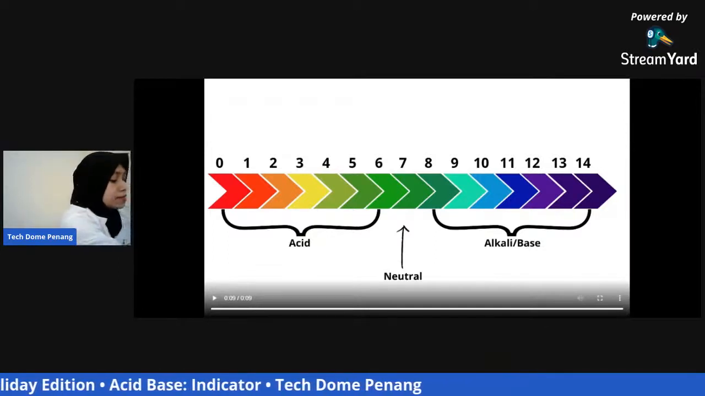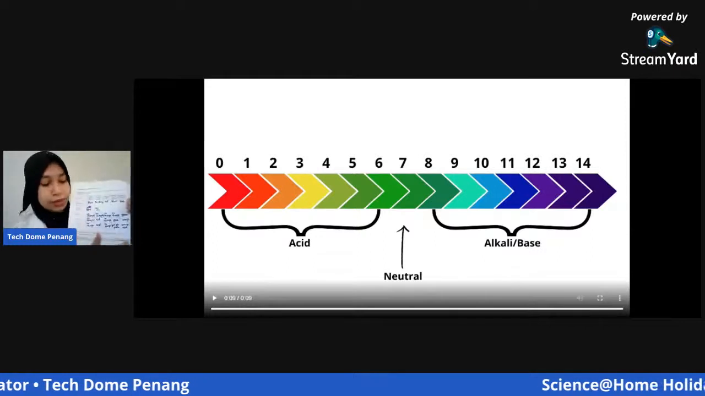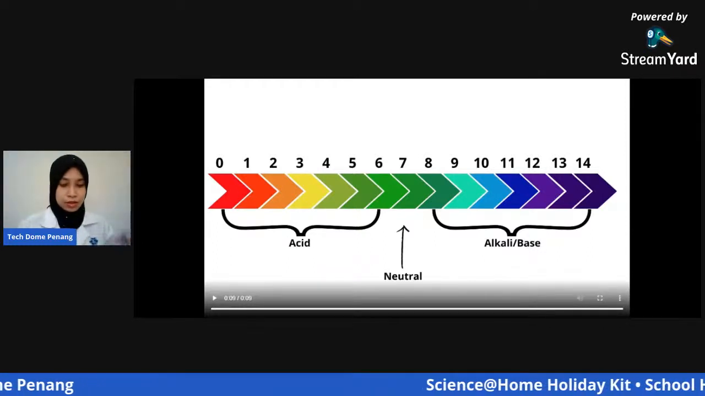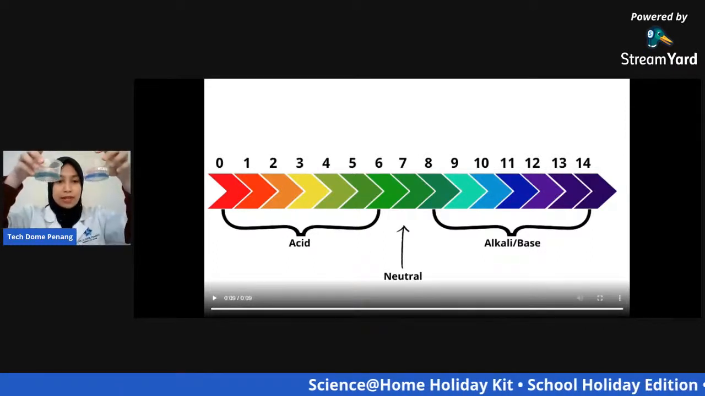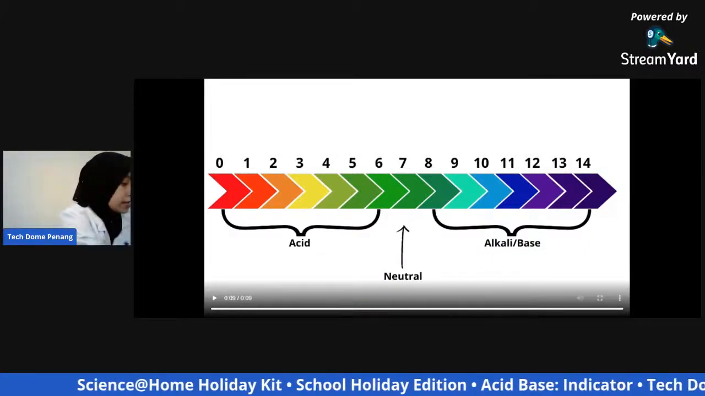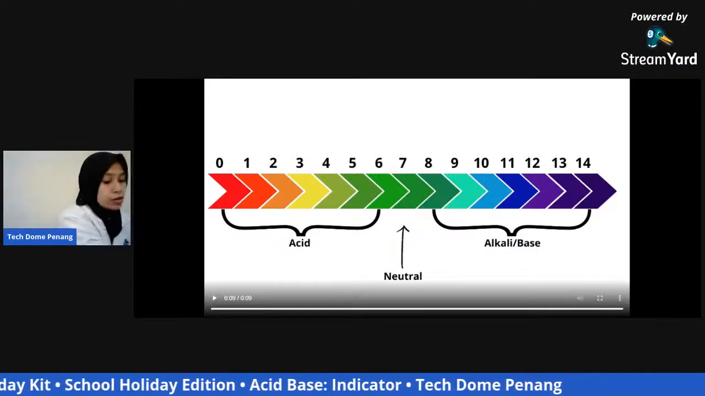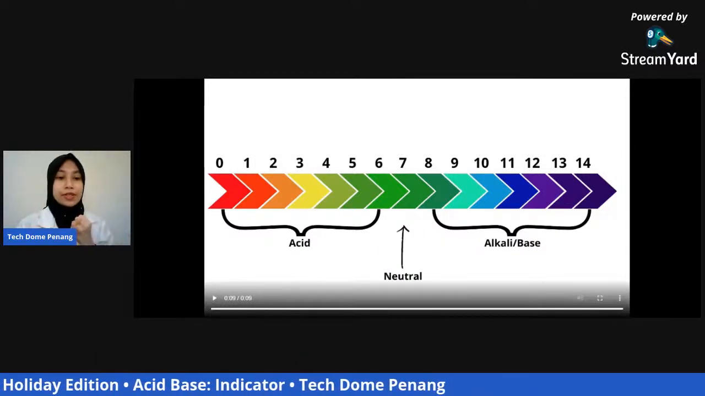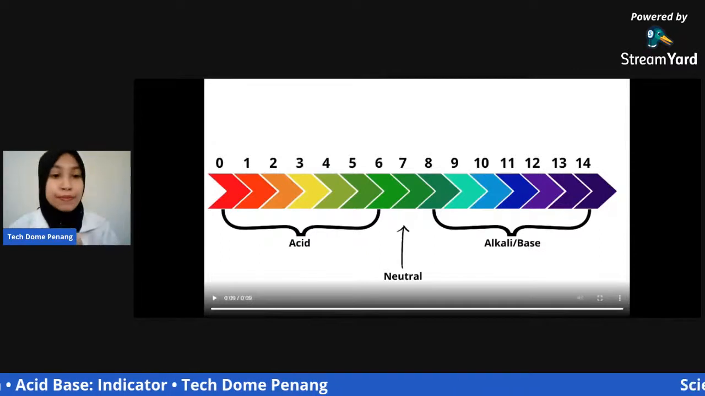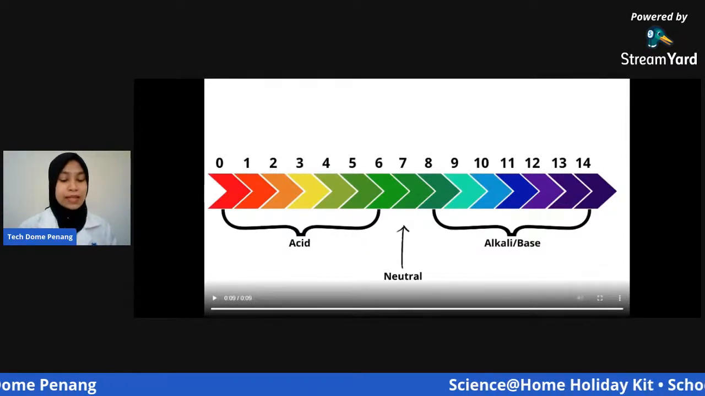Then the next one is basic. Which one is a base? One that has a pH value greater than 7. So baking soda turns blue, green, and sodium carbonate turns purple, blue like this. So these two are also basic. Baking soda and sodium carbonate are basic. They are base solutions.